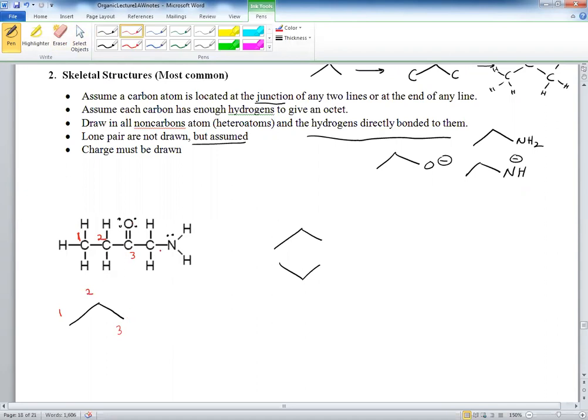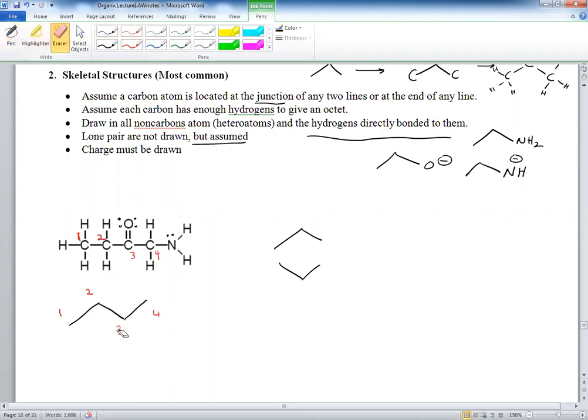Okay, now 3 is attached to 4. Here's 4. But wait, we can't go. So you might be asking, okay, well, what happened to 3? 3 has something on it. You're right. So what does 3 have on it?